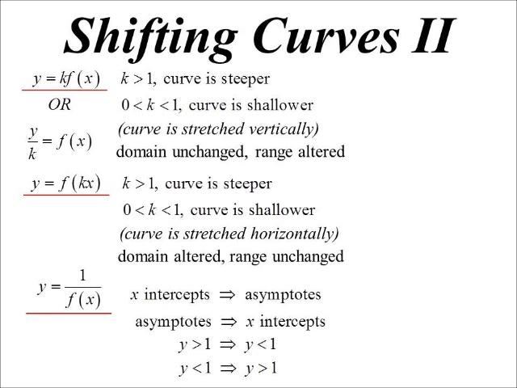And the reverse would also happen. So if the original graph had an asymptote, well, logically, if I turn it upside down, it'll become an x-intercept, because it's the reverse of the other situation. If I have a y value that's bigger than 1, when I turn it upside down, it'll become less than 1. And when it was originally less than 1, turn it upside down, it'll become bigger than 1.